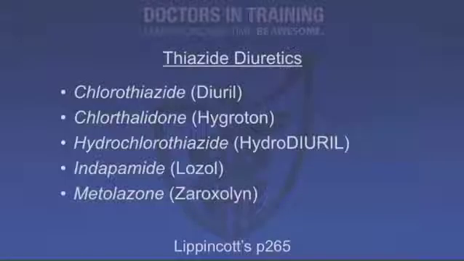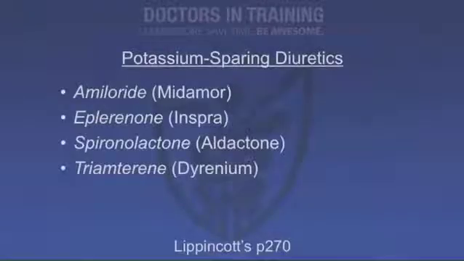Now remember, as soon as we exit the loop of Henle, we're back in the cortex and we're back at the distal convoluted tubule, which is the primary site of action of the fourth class of diuretics we're going to talk about, the thiazides. And these are exemplified by chlorothiazide, chlorthalidone, hydrochlorothiazide, indapamide, and metolazone. And finally, when we enter the collecting tubule, we're going to talk about the potassium-sparing diuretics, which are amiloride, eplerenone, spironolactone, and triamterene.